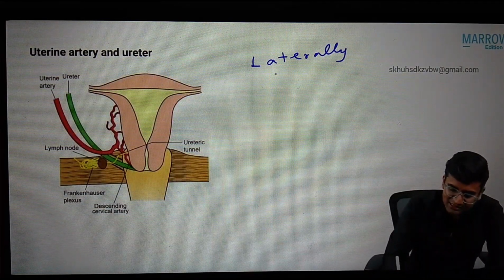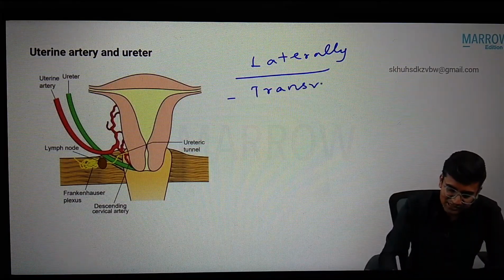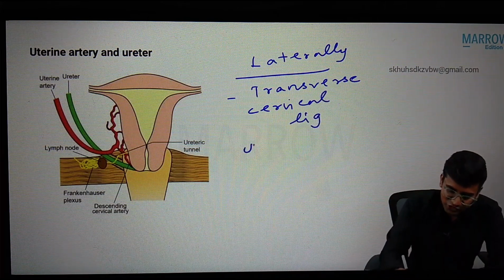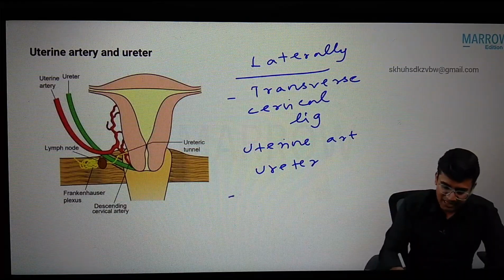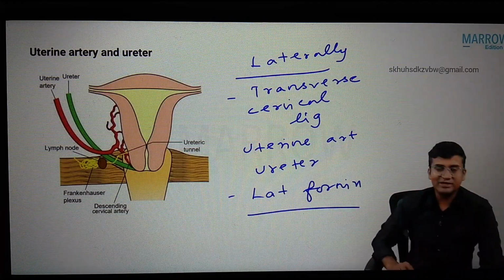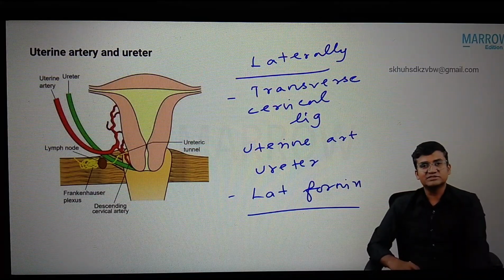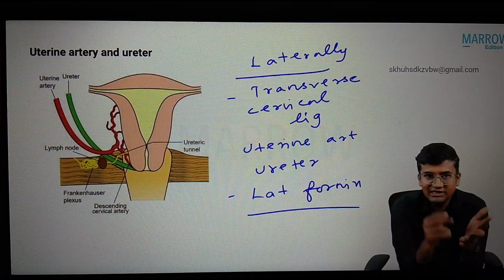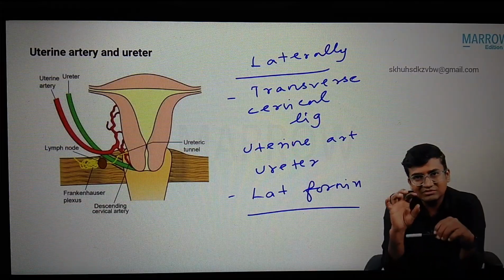Laterally, the cervix is related to the transverse cervical ligament, uterine artery, ureter, and lateral fornix of the vagina. Now, these are all the relations of the cervix. So now we discussed all the parts of the uterus: fundus, body, isthmus, and the cervix. Completed. Now next we're going to discuss some ligaments.